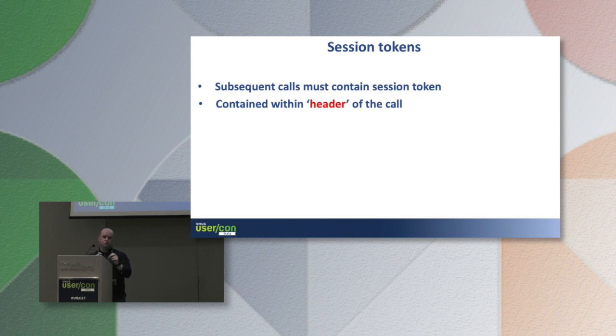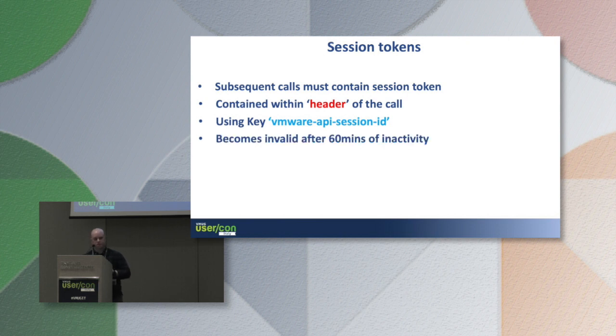Again, I was talking about how you can define parameters within the header or the body. With VMware, they've implemented it in the header of the call. You need to specify the key using vmware-api-session-id. And it becomes invalid after 60 minutes of inactivity. So if you don't do anything for 60 minutes, you're going to have to re-authenticate, generate a new session key, and then bring that in.